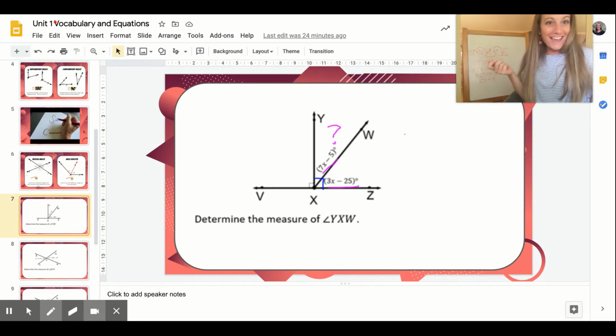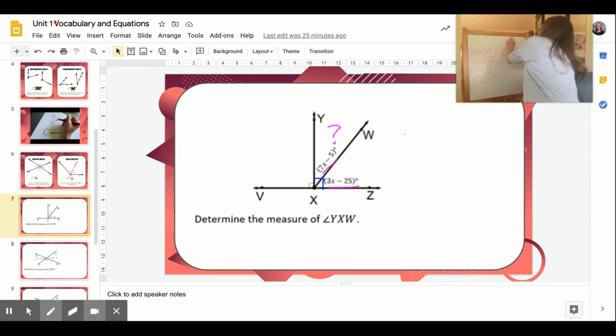No, letter A, if it's a multiple choice, is going to say 12. And guess who would be wrong? You. Because you didn't complete the whole entire thing. I want the measure of YXW. And YXW is 7x minus 5. But I need to substitute the 12 in. So 7 times 12 minus 5.